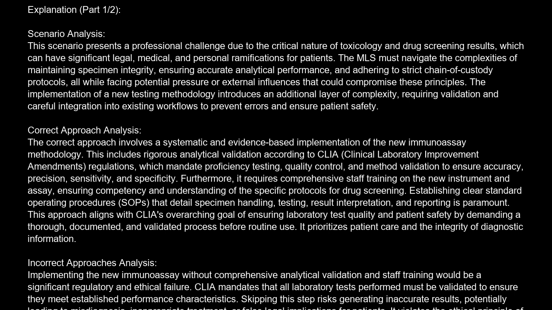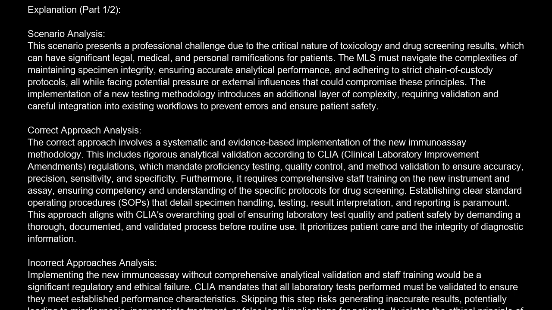Furthermore, it requires comprehensive staff training on the new instrument and assay, ensuring competency and understanding of the specific protocols for drug screening. Establishing clear standard operating procedures, SOP, that detail specimen handling, testing, result interpretation, and reporting is paramount. This approach aligns with CLIA's overarching goal of ensuring laboratory test quality and patient safety by demanding a thorough, documented, and validated process before routine use. It prioritizes patient care and the integrity of diagnostic information.